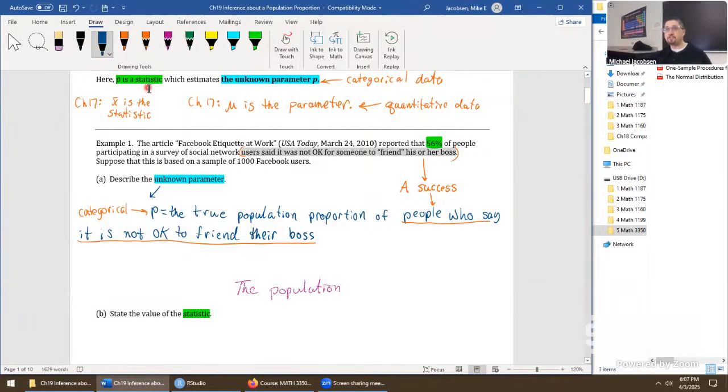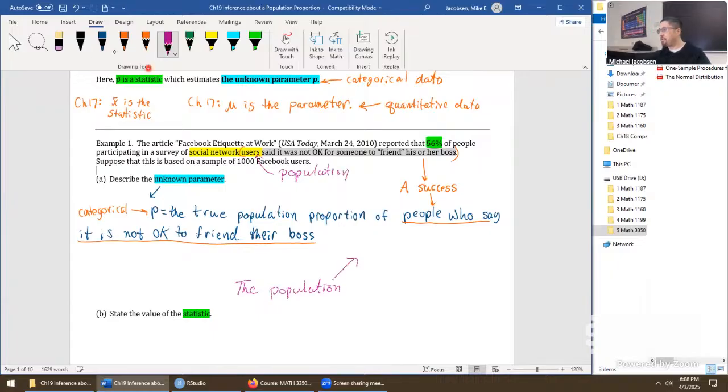But the population is not too bad here. We just look, where did the 56% come from? It was of people participating in a survey of social network users. Looks like this right here, social network users, seems to be describing the population. We're interested in all social network users and the percentage or proportion of them who say it's okay to friend their boss. So this part is the population.